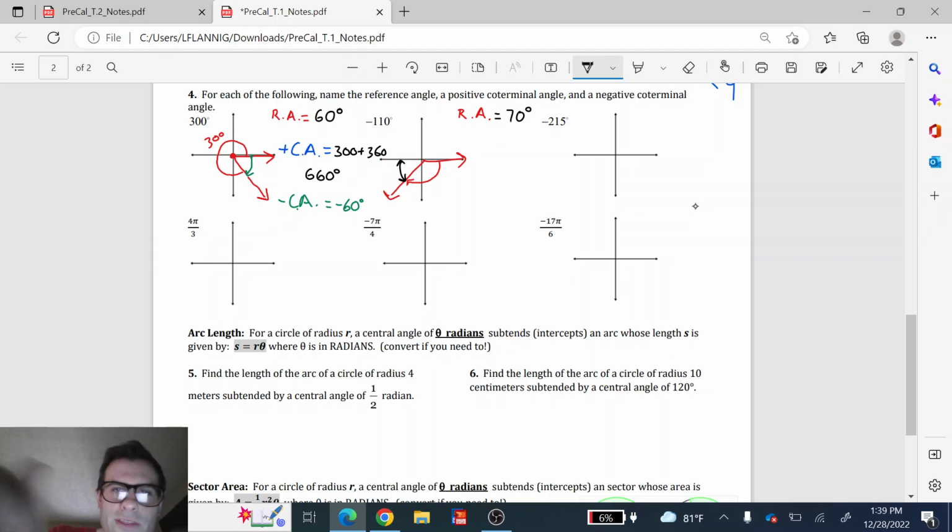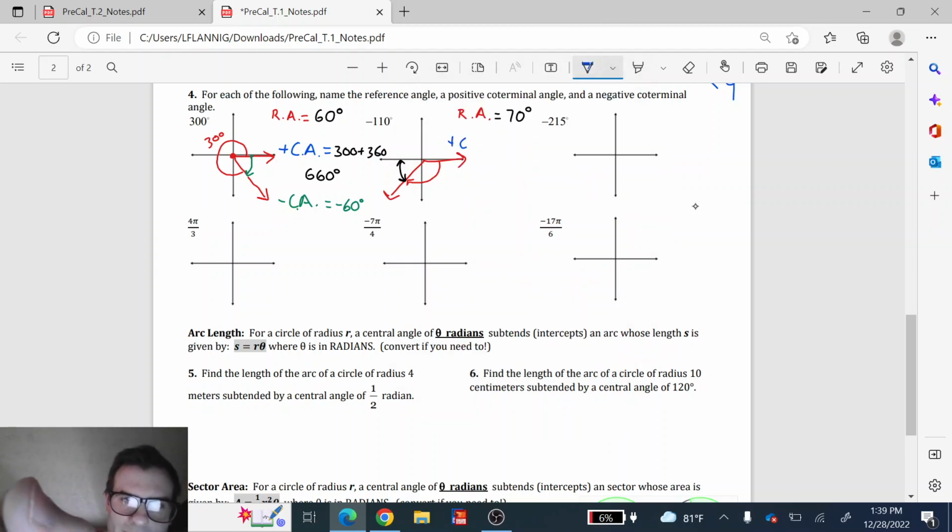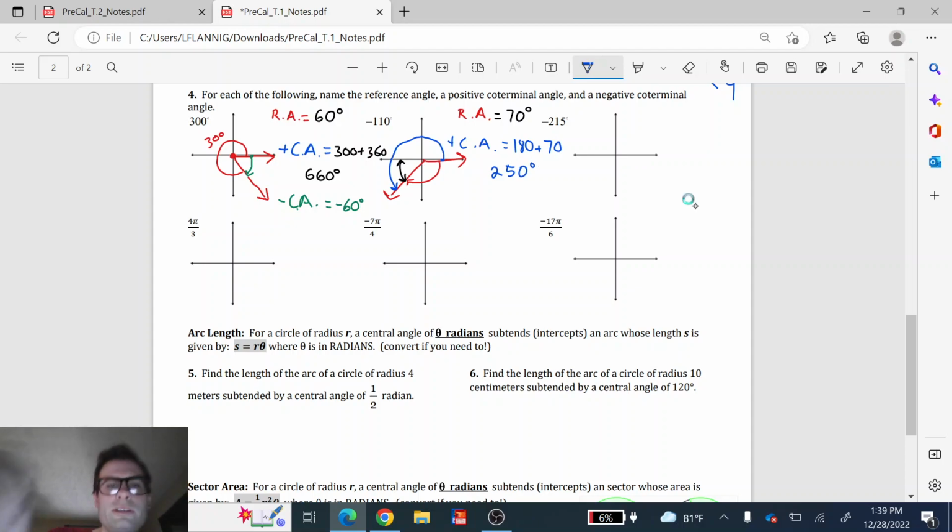Then we have the positive coterminal angle. This is from this position until we hit here. So that's just 180 plus 70, which ends up being 250 degrees. That's 180, which is halfway around, plus the 70 we already know about, which ends up being 250 degrees.